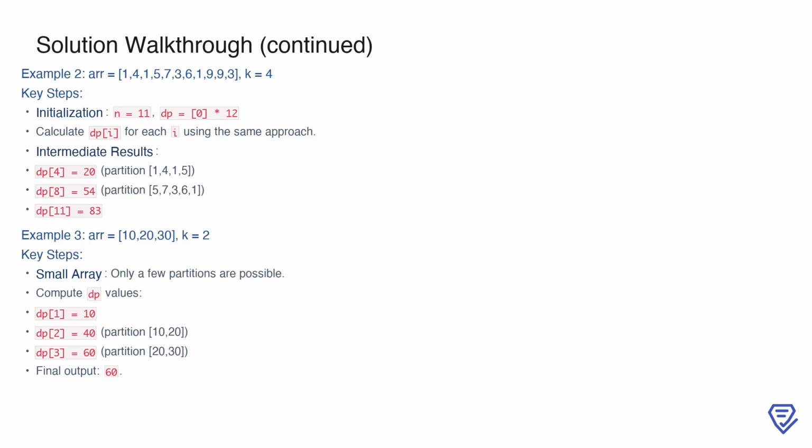Similarly, consider a smaller example where ARR is 10, 20, 30, and K is 2. Here, the partitions are straightforward due to the size of the array. For i equals 1, the maximum sum is 10. For i equals 2, the partition 10, 20 gives a maximum sum of 40. Finally, for i equals 3, the partition 20, 30 results in a sum of 60. Thus, the output for this example is 60.